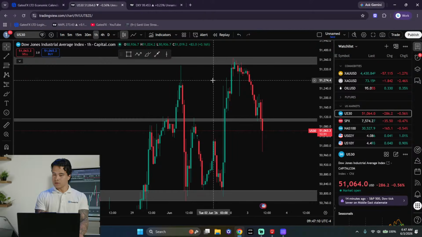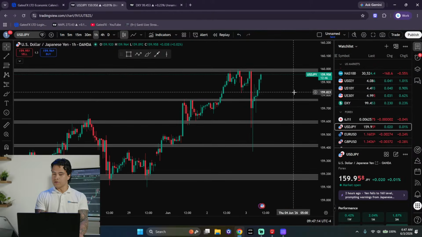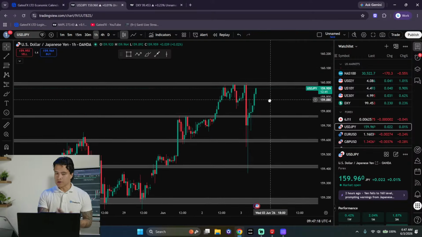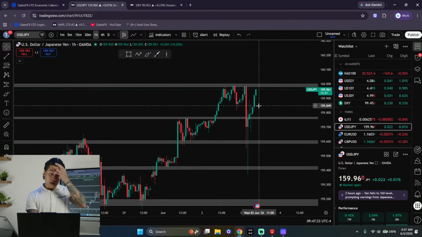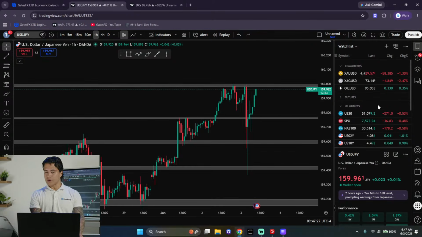All right, guys. What else? USD JPY, right? Really nothing, because it was kind of just around this area. We were bullish on that, but obviously we didn't get any pullbacks. We haven't gotten any breakouts, so really not much there.